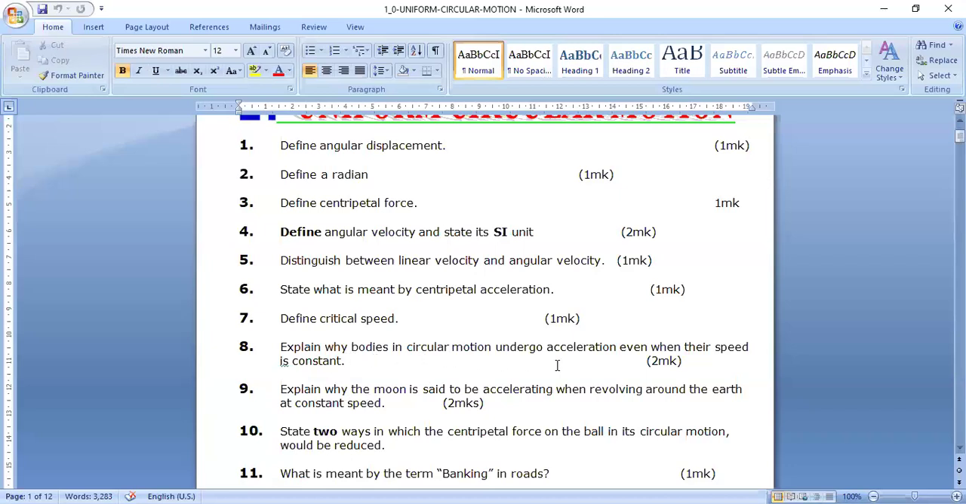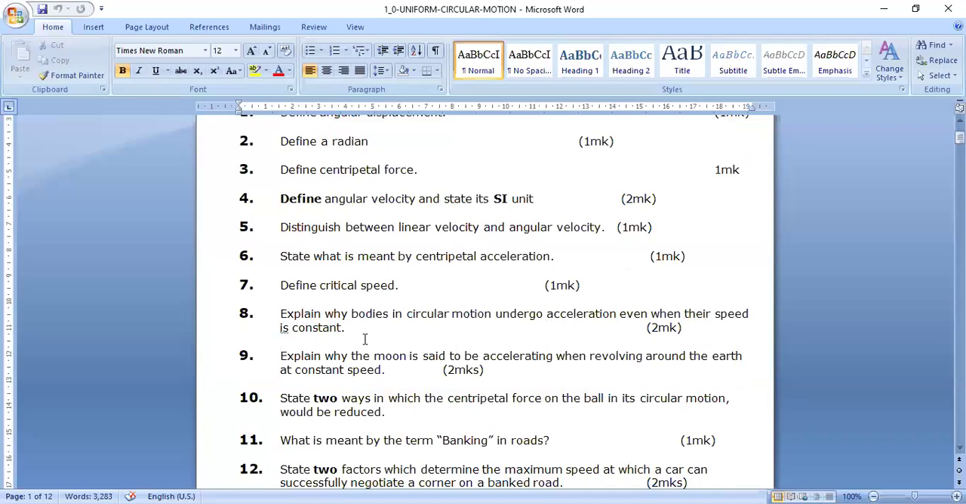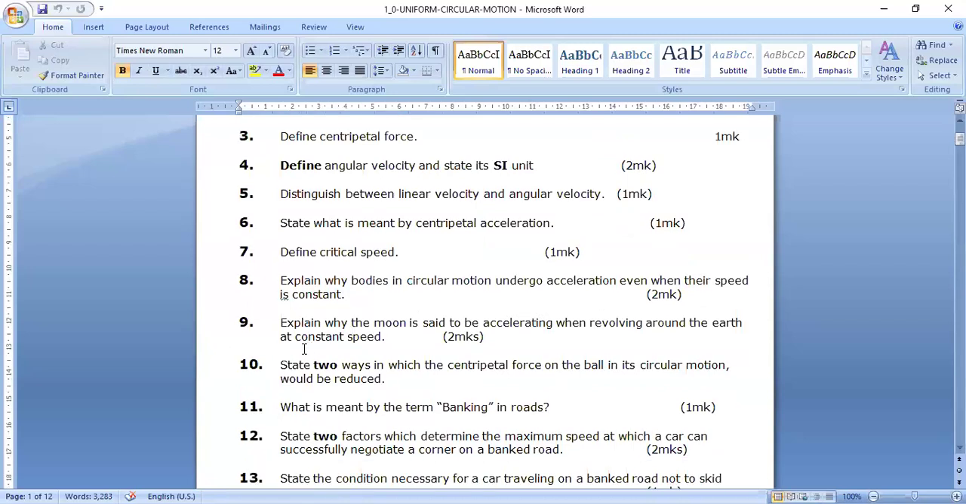Explain why bodies in circular motion undergo acceleration even when their speed is constant. We said that usually bodies in circular motion have a constant linear speed, but the reason why we say they are accelerating is because those instantaneous speeds are in different directions. So the answer is this is due to the constant change in direction, hence change in velocity. Number 9, explain why the moon is said to be accelerating when revolving around the Earth at constant speed. It is the same: the moon is constantly changing direction, hence change in velocity.